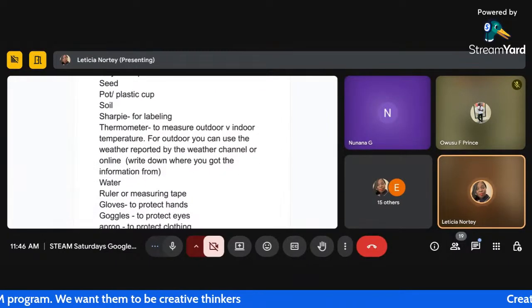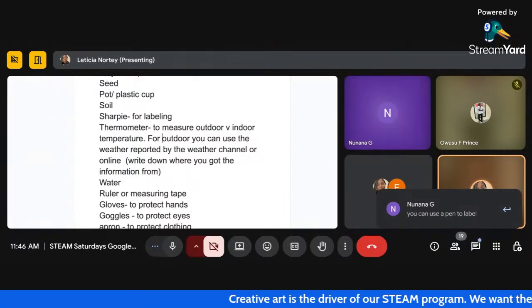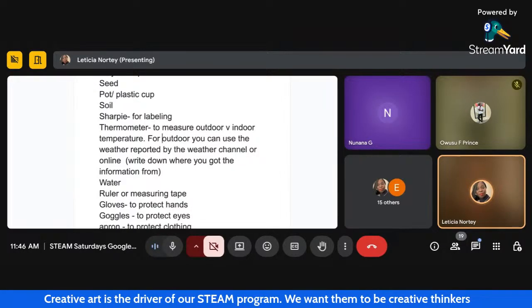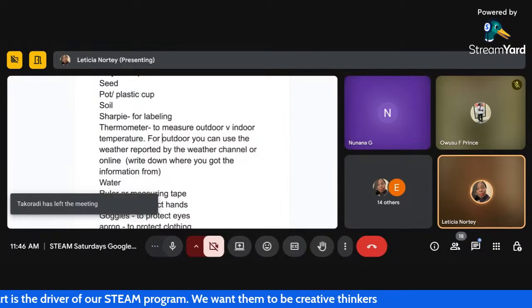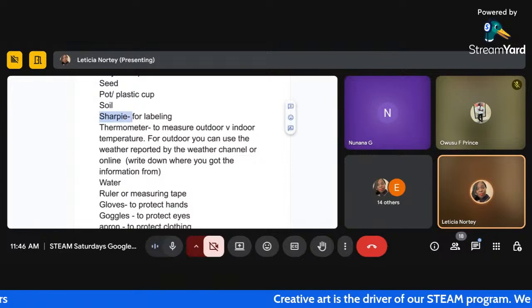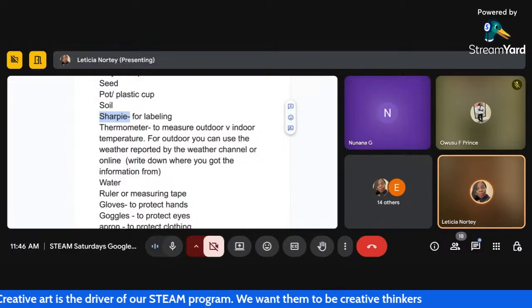We already have the bean seed. Some of you have the bean seed. If you don't have the bean seed, try and get one or two. Every part has to have two seeds, right, Nana? Like we did the last time. Yes. Okay. And then your soil and something to label. The Sharpie might be like a marker or something, but a pen, something to label it, just like you guys did the last time, labeling.